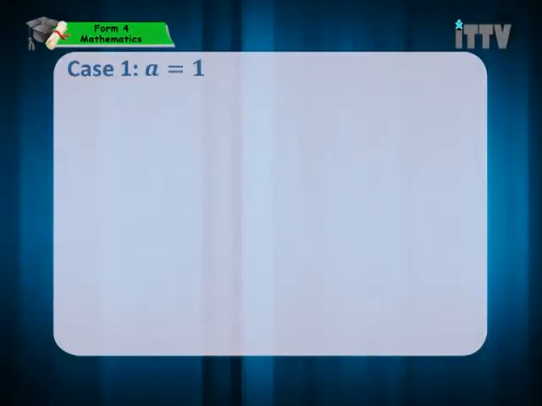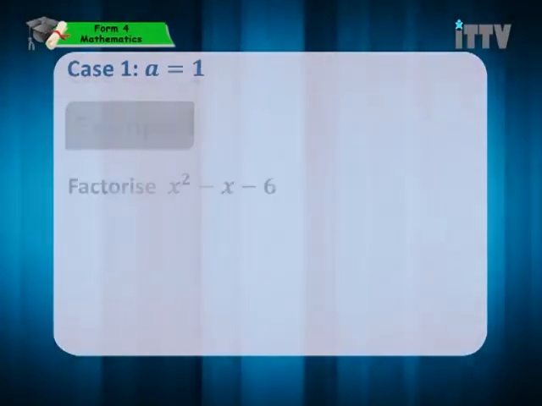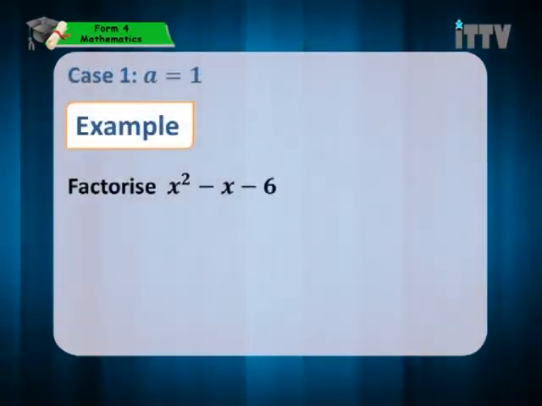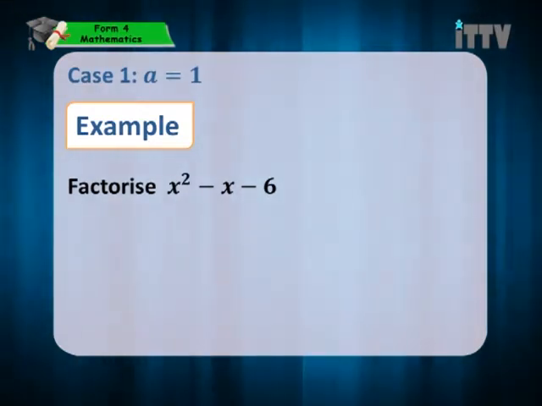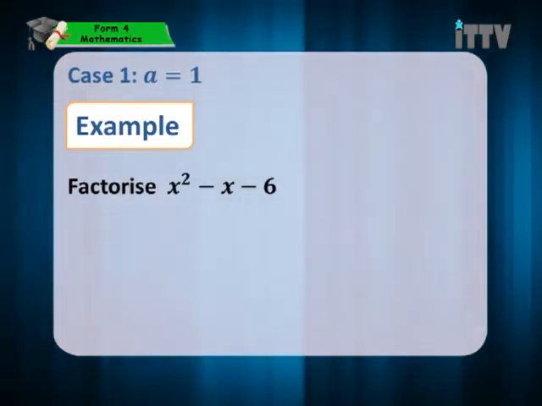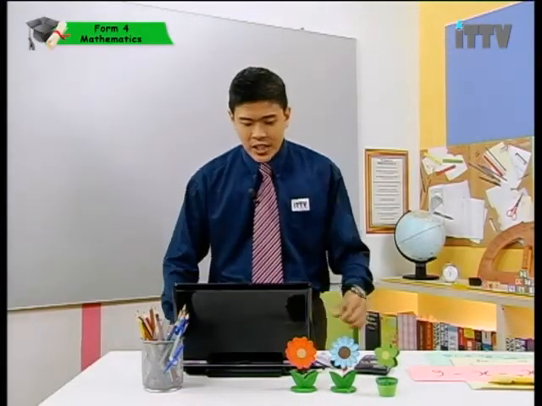In case one, a equals one. For example, factorize x squared minus x minus 6. What does it mean? So when we have the full quadratic expression here, and if the constant a, which is in front of x squared, equals 1, we use the first case method. And there are a few steps for the table method.